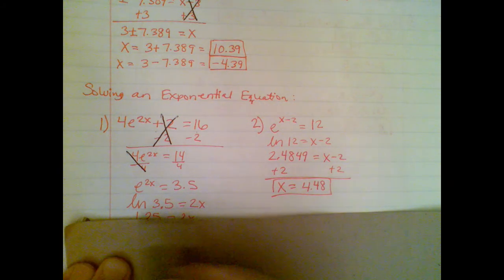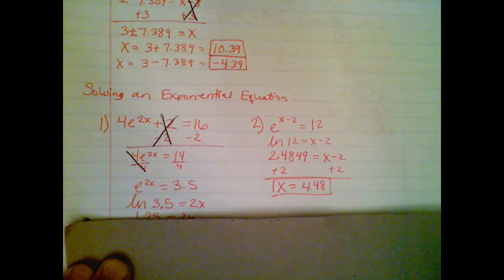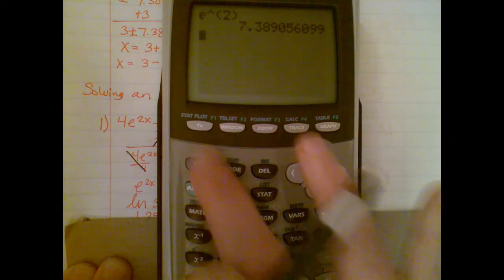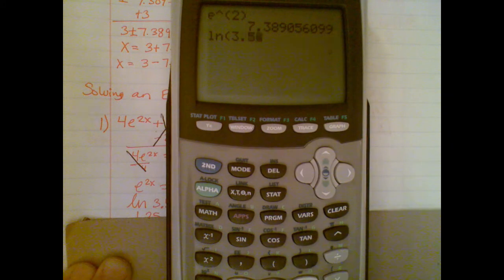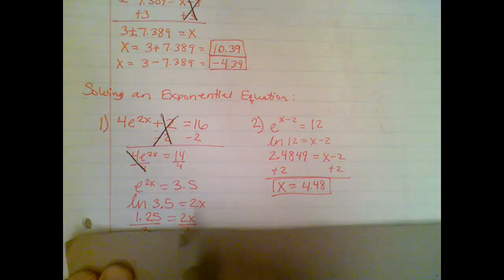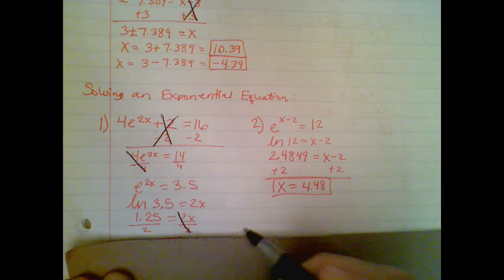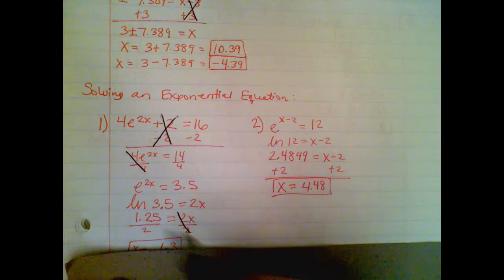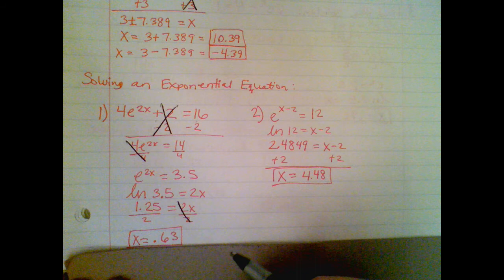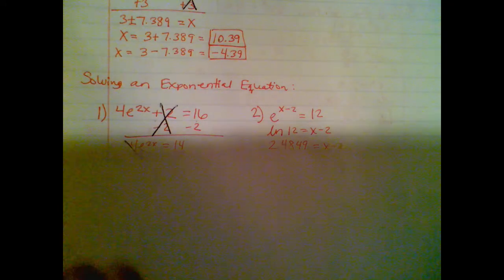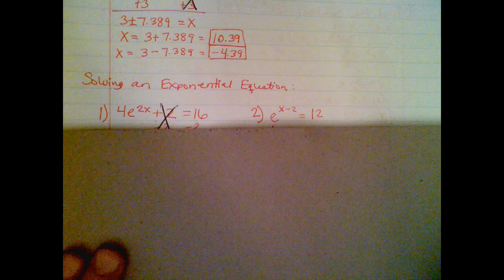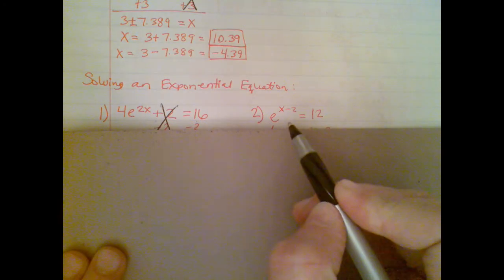And then from here, we're going to put the natural log of 3.5 into our calculator. The natural log button is right next to the 4. So natural log of 3.5 equals 1.25. So I'm going to plug that in. Equals 2x, so then I divide both sides by 2. Those cancel out, so I end up with 1.25 divided by 2, which is 0.63 if I round to the hundredths place.